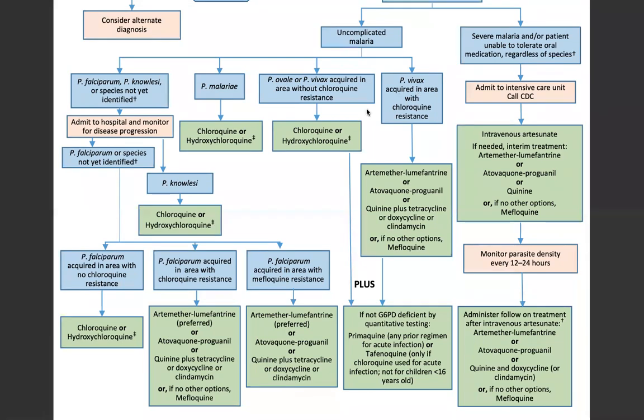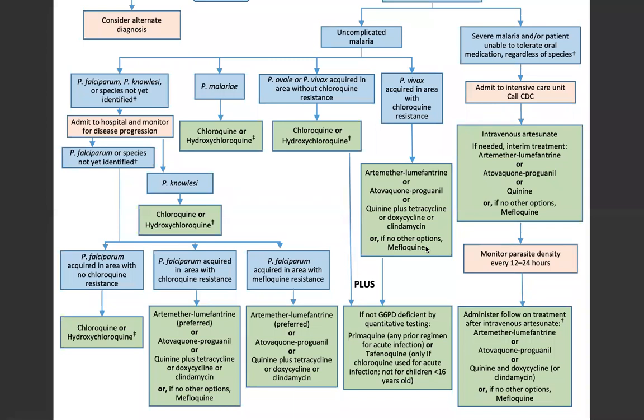If the malaria is caused by Plasmodium vivax acquired in an area with chloroquine resistance, we have to give artemether lumefantrine, the same drug used before in the severe case, atovaquone proguanil, same used before in the previous case, or quinine plus tetracycline or doxycycline or clindamycin. These are the antibiotics.